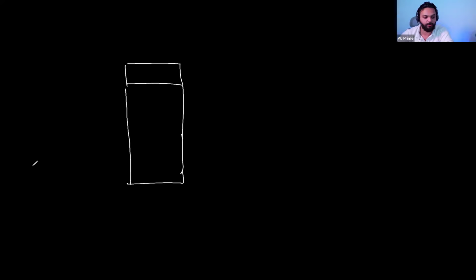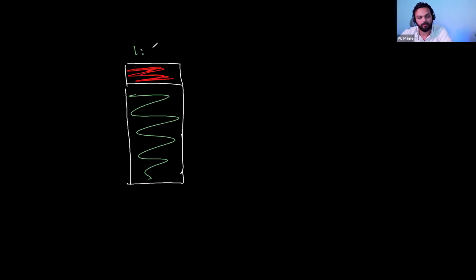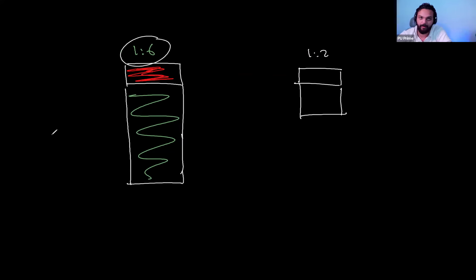Now let's assume this is your stop loss and this is your take profit. This, for me, is let's say a 1 to 6 risk to reward ratio. But on the other hand, if you have a risk to reward ratio of 1 to 1 or 1 to 2, definitely this is better.